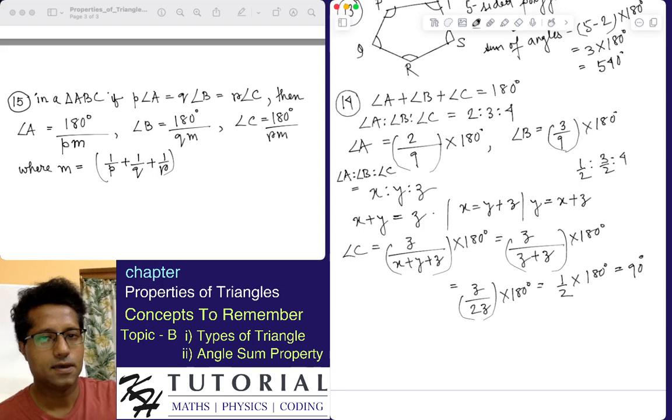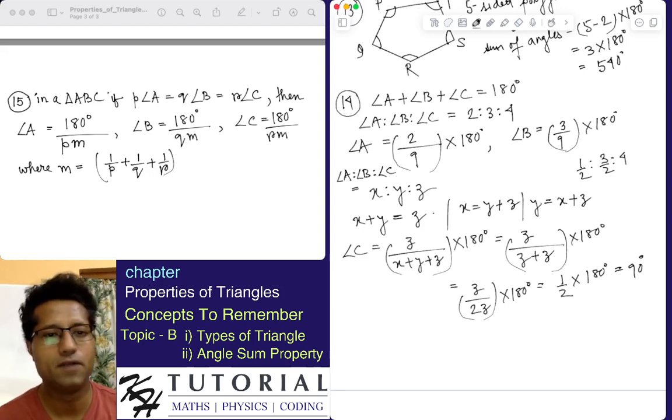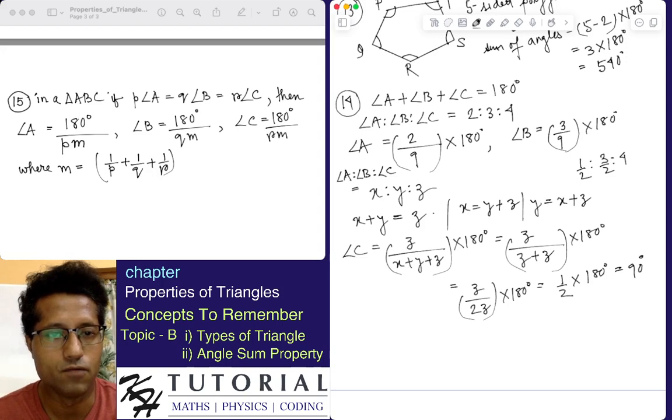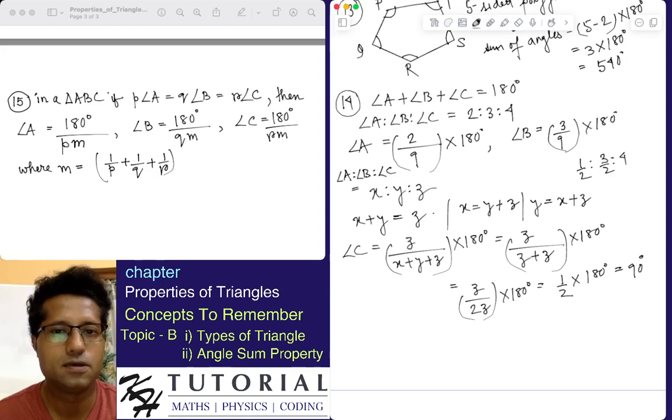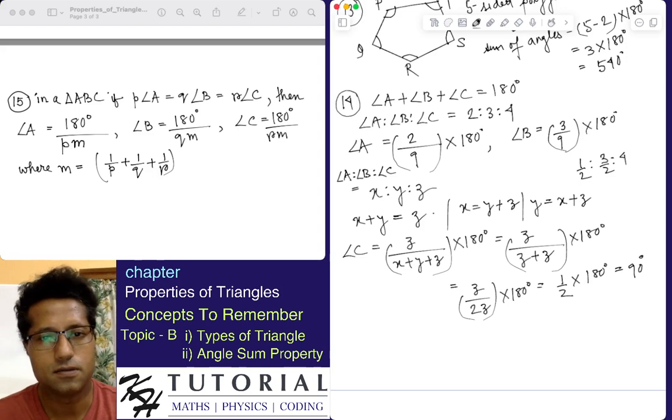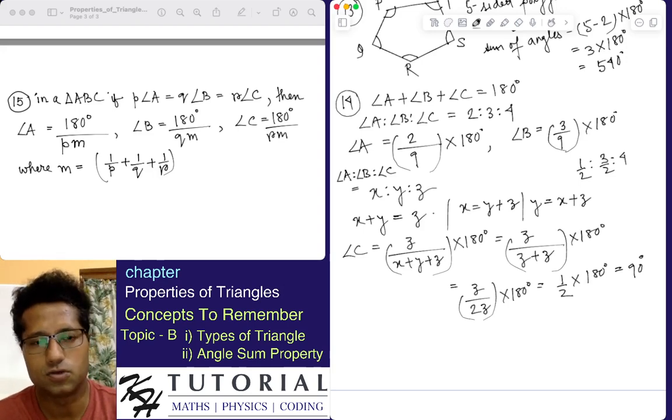So the formula is angle A will be 180 degree divided by PM, angle B is 180 degree by QM, and angle C is 180 degree by RM. PQR, we know it is given in the relation, that is P times A equals Q times B equals R times C. We have PQR from that relation. Now what is M? M is equal to 1 by P plus 1 by Q plus 1 by R. So this is the relation, this is the quick shortcut formula that you can remember.